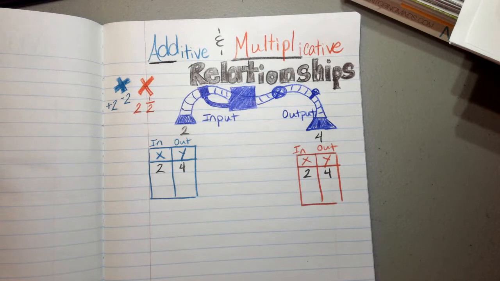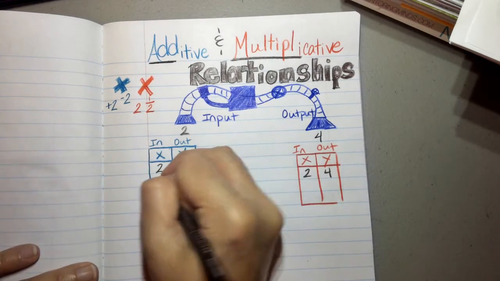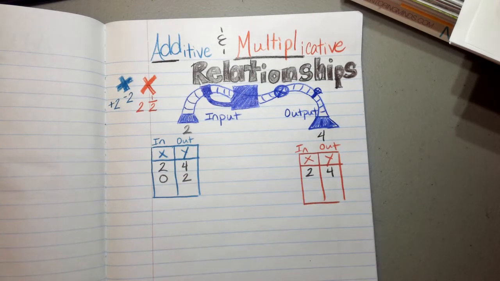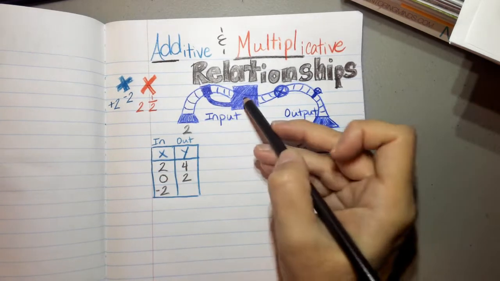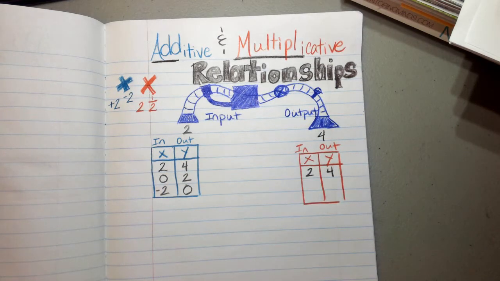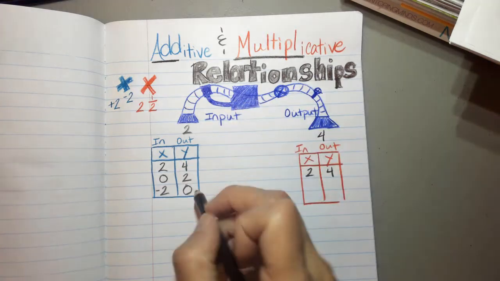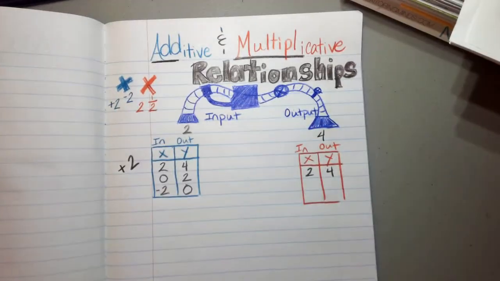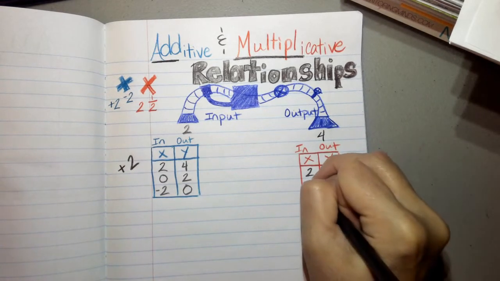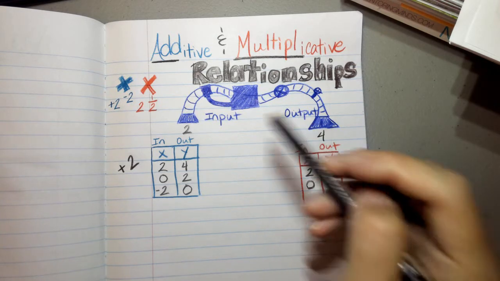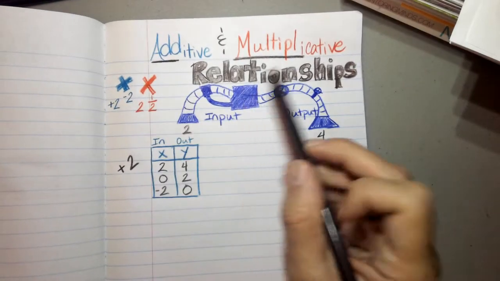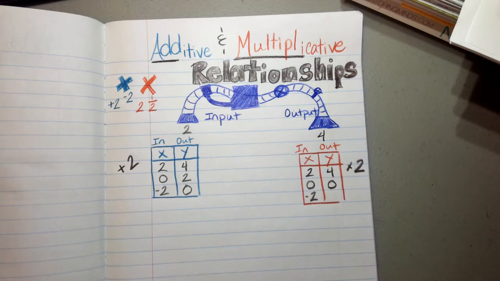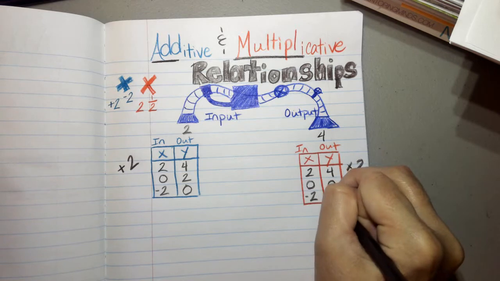Okay, so if this were a +2 machine, then if I put 0 in, if 0 went in and this was a +2 machine, then I would get 2 out, right? If I put -2 in, and this is a +2 machine, -2 + 2 would be 0. So this would be if the rule is +2. Okay, so this would be a +2 machine. And of course over here I'm going to do a ×2 machine. If I put 2 in, and this is a ×2 machine, then 2 times 2 is 4, and if I put 0 in, 0 times 2 is 0. If I put -2 in, and it's a ×2 machine, well, -2 times 2 is -4.